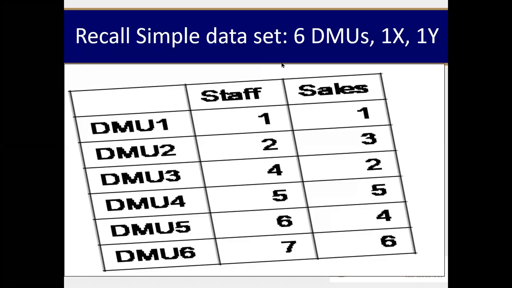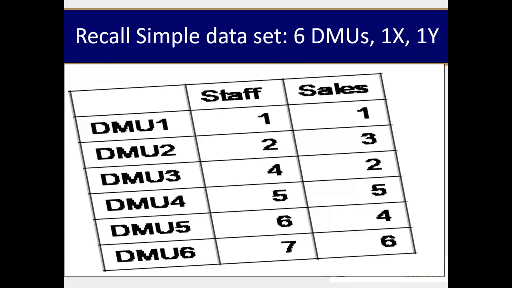So the data that you see, this is just a continuation from last time. The data that you see is made up of how many DMUs? You can tell me, how many DMUs are here? There are six. Six DMUs. How many inputs, how many outputs? One input, one output. Okay, one input, one output.